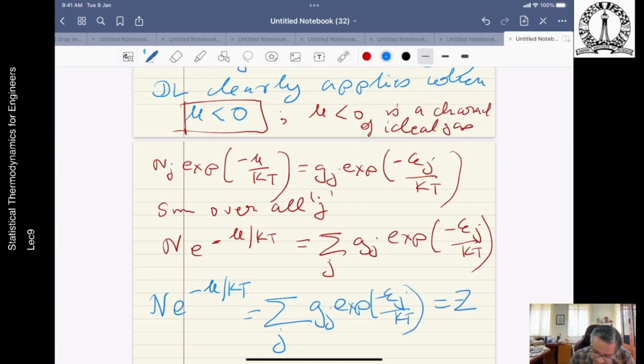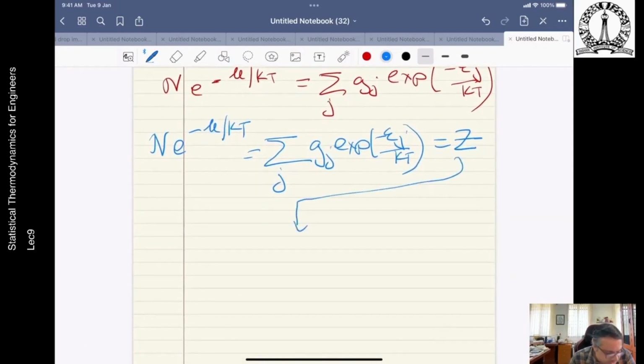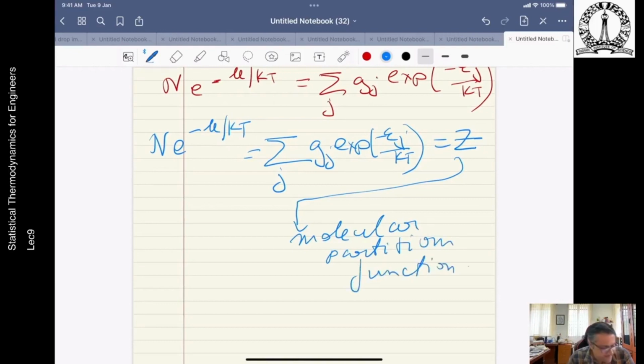Now, this particular term, the sum of Gj exponential minus Ej by kT, is called Z, where Z is called the molecular partition function. Okay, this is the molecular partition function. So the molecular partition function is nothing but the sum total of these terms over all energy levels.